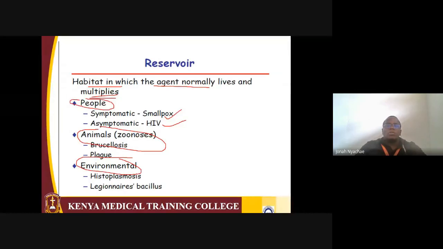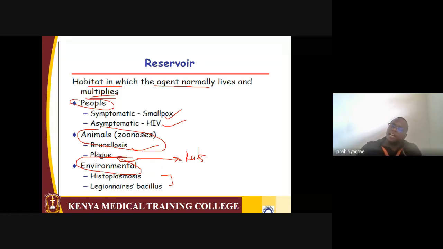An animal can also be a reservoir or a habitat of brucellosis and plague. Brucellosis is found when you take milk from animals like a cow which is infected, a person may also be able to contract brucellosis. And plague is found, I think, in mice and rats. And then the environment can also be a habitat for histoplasmosis and also the Legionnaires bacillus. So all those can be found within the environment, among others.